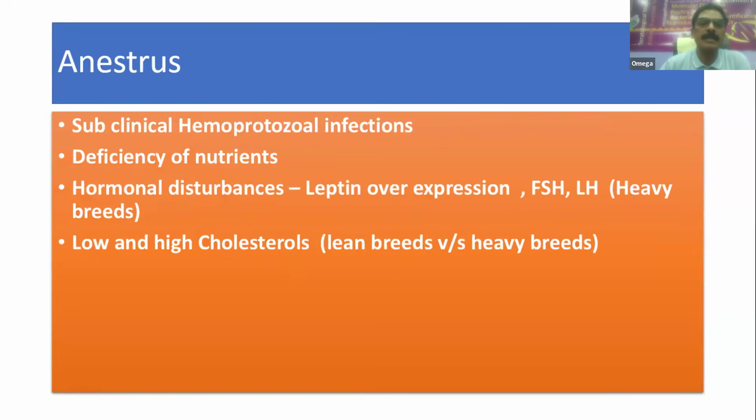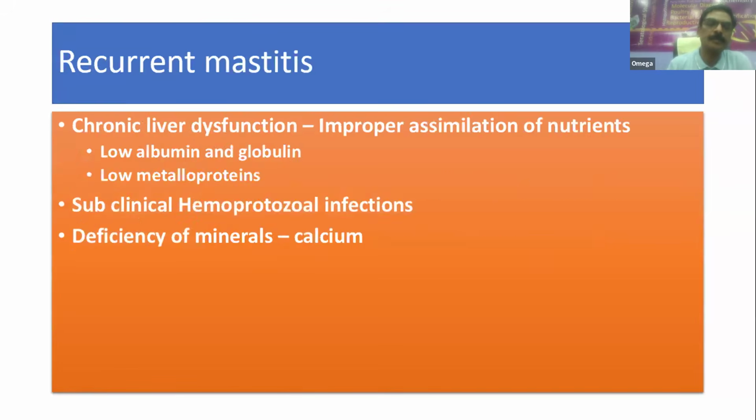Subclinical hemoprotozoal diseases may lead to anestrus. Then there are chances of deficiency of nutrients. Then hormonal disturbances. Most of the times leptin overexpression may lead to the anestrus phase in sheep and goat. Then there is a decrease in FSH and LH, that is very commonly observed in the heavy breeds. Then the low and high cholesterol levels. Low cholesterol levels in the lean breeds are associated with malnutrition, and high cholesterol levels and anestrus are associated with the heavy breeds.